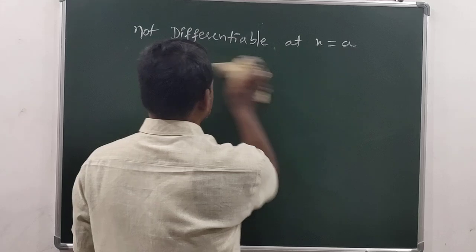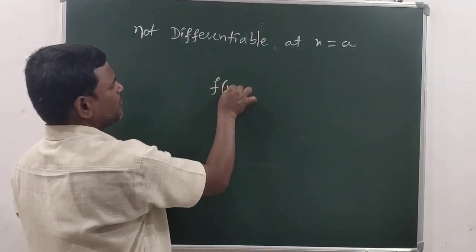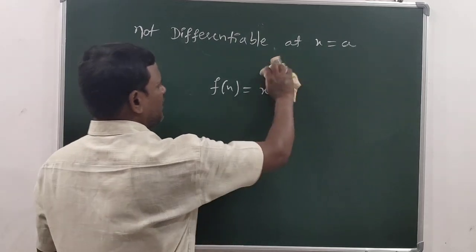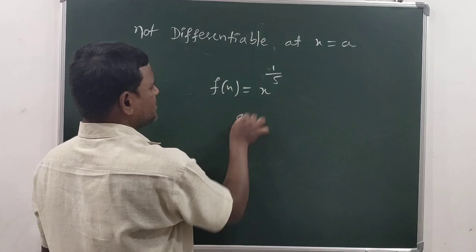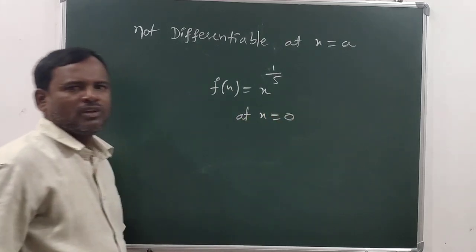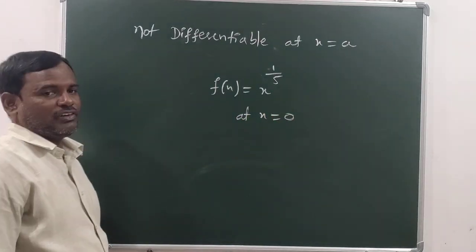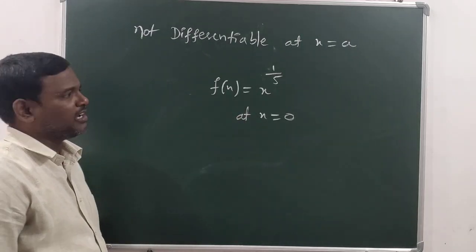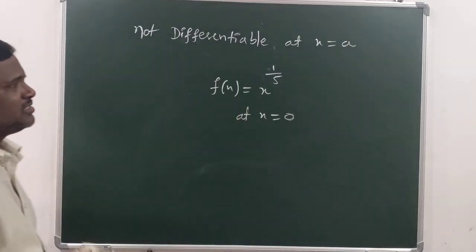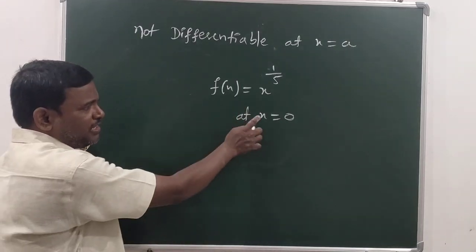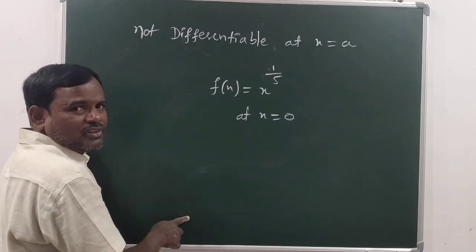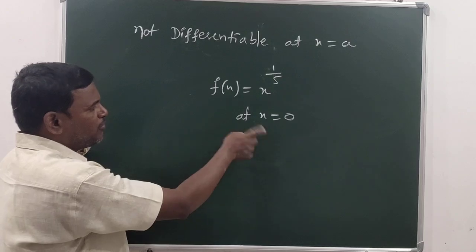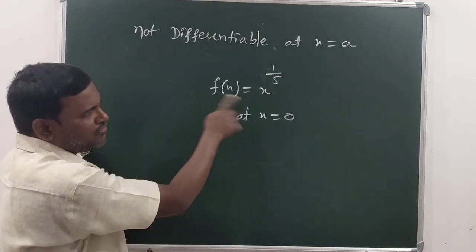See, for example, f of x equal to x power 1 by 5. Now comment on the differentiability of this function at x equal to 0. How do we check? This is continuous at x equal to 0. Students, it is continuous, but it is not differentiable. If you want, you can check the left hand derivative and right hand derivative, and if you would like to check continuity, you can. You have the formulas.